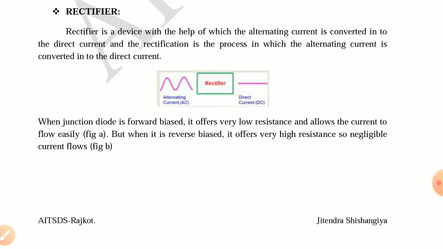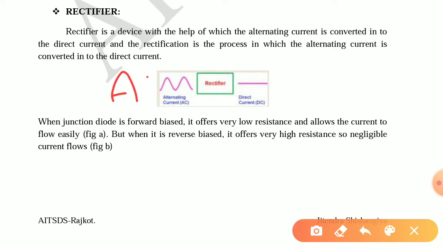What is a rectifier? A rectifier is a device with the help of which alternating current is converted into direct current. Another word is rectification. That means the process in which AC is converted into DC is known as rectification. Rectification is a process while the rectifier is a device. So, a rectifier converts AC into DC.